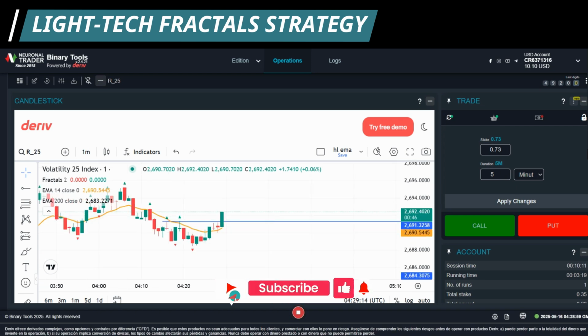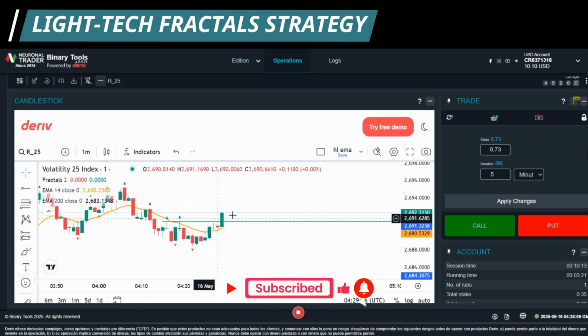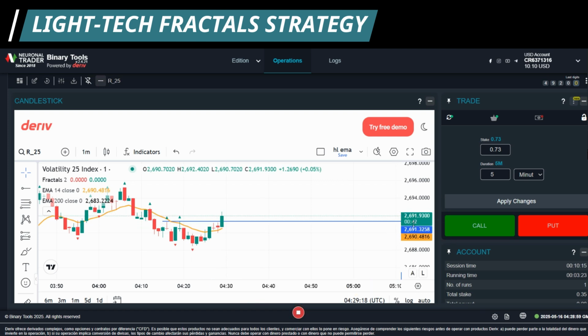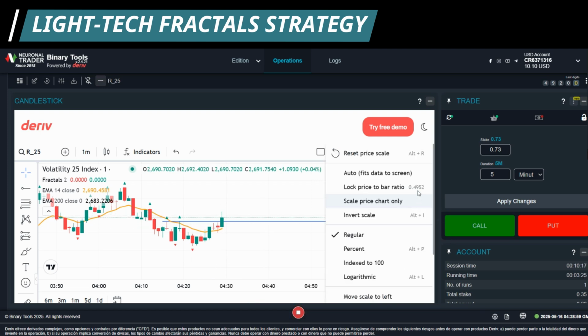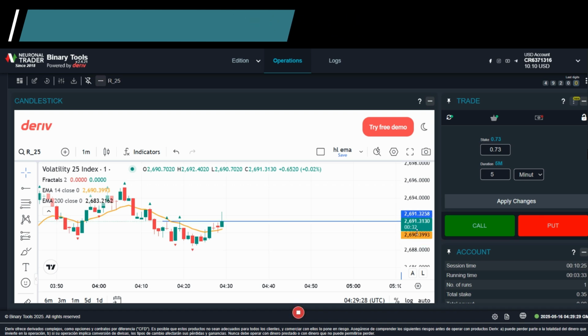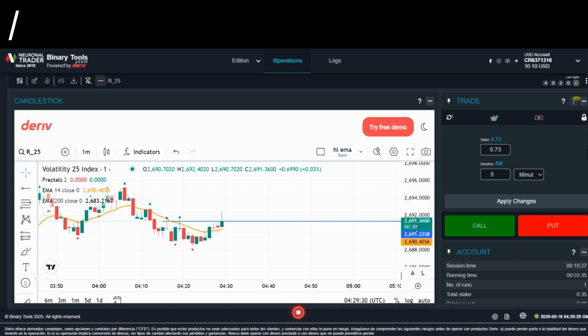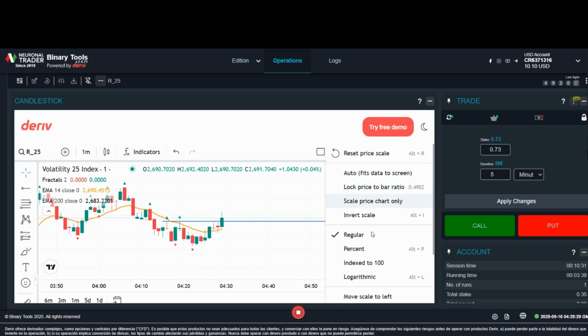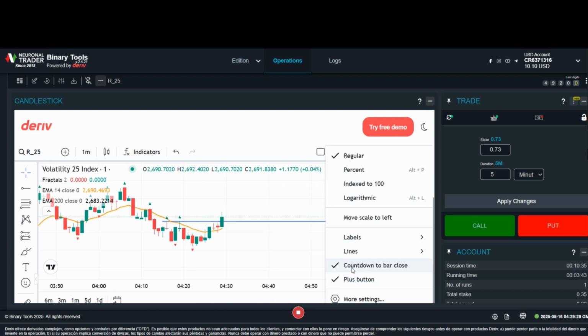Okay, as you can see now, we are having here a candle breakout, and remember you can just click here on this line. Click it here if you want to add the seconds so that you can know when the candle is going to close. As you can see now, we are at 30 seconds for this candle to close. So how to add it: just right click on that line, and then you will see it here. It's countdown to bar close, this one.